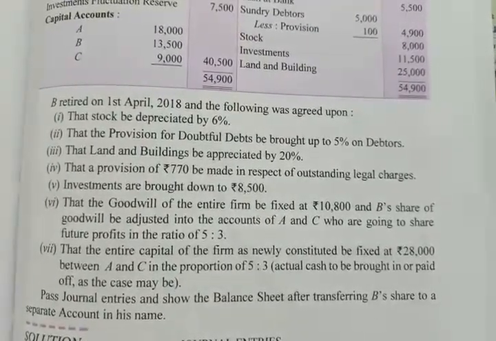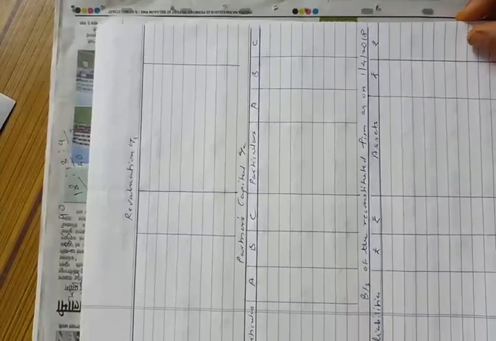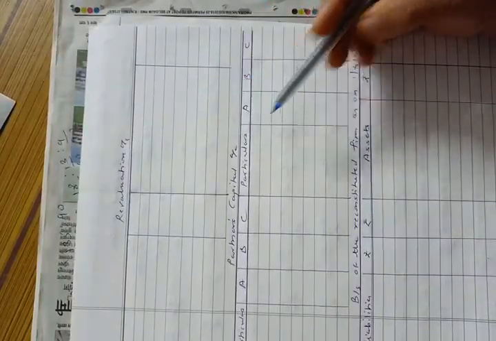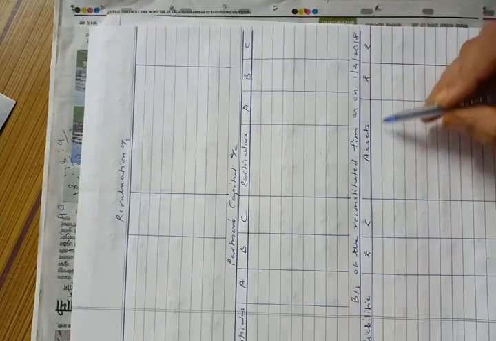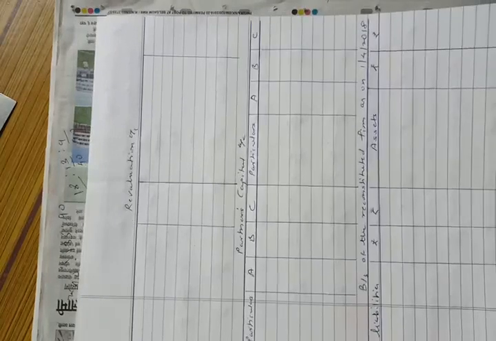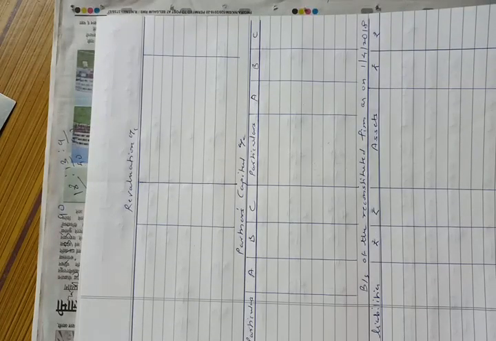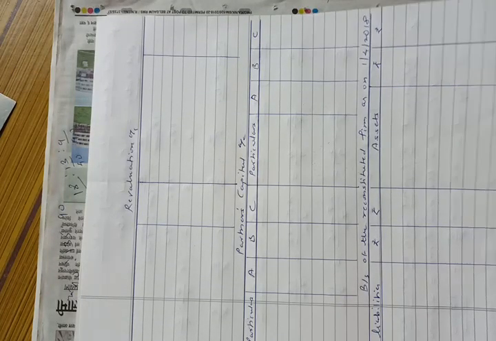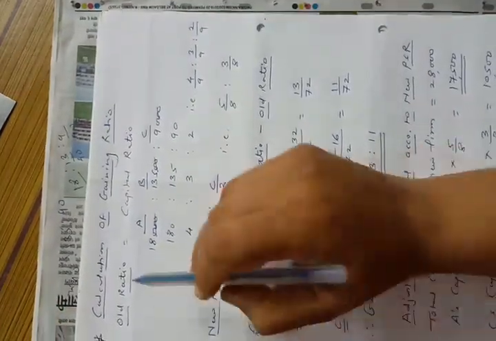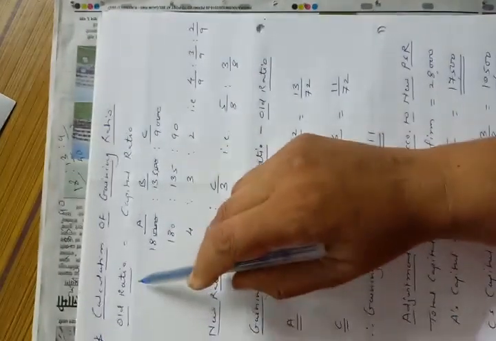Okay, let us start then. I have prepared the revaluation account, partners capital account and balance sheet of the reconstituted firm as on 1st April 2018. In this problem, the old ratio and new ratio are given, so we have to calculate the gaining ratio. Let us discuss that: calculation of gaining ratio.